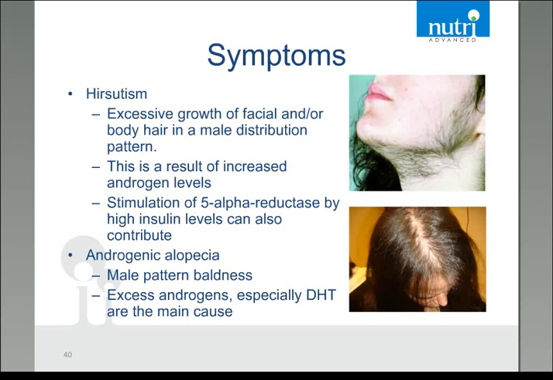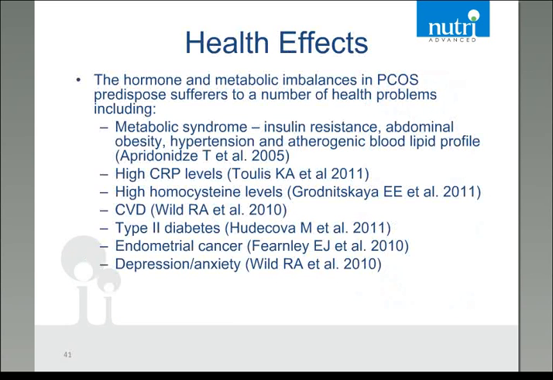Hirsutism, which is excess growth of facial and/or body hair in a male distribution pattern. This is a result of increased androgen levels. Stimulation of 5-alpha reductase by high insulin levels can also contribute. Androgenic alopecia, so male pattern baldness. Excess androgens, especially DHT, are the main cause. So you might see women with thinning on the top of their hair.